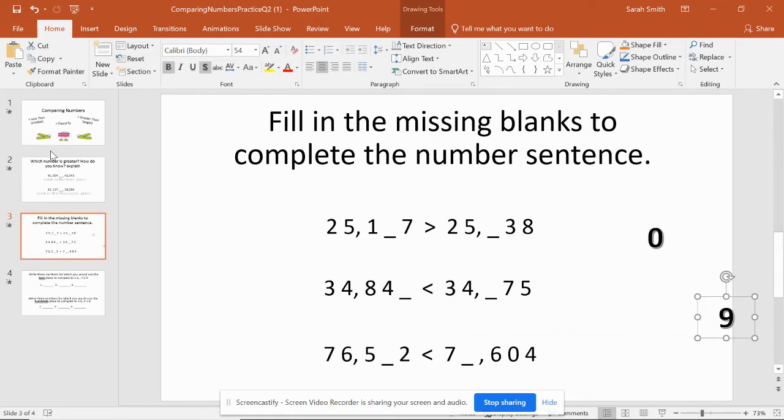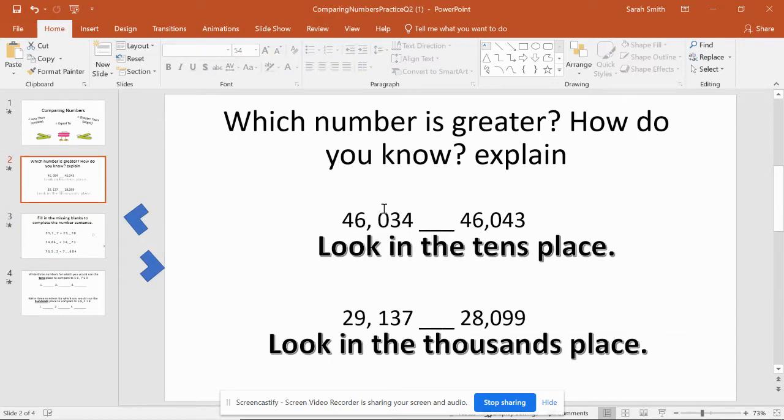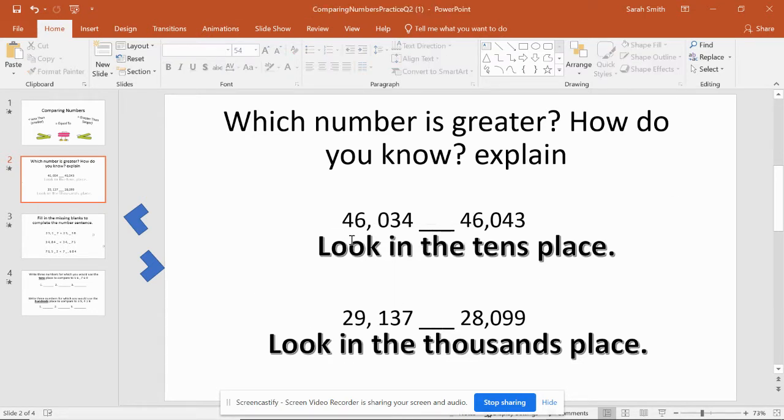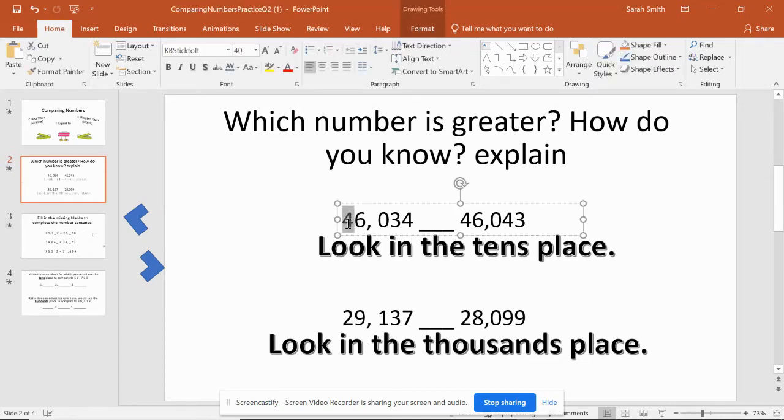Okay, so what you're going to be doing here is pretty simple. Which number is greater? How do you know? And then explain. This one is already modeled for you. When we compare numbers, we always start with the highest place, the greatest place, and in this case that is the 10,000s place. The 4 and the 4 in the 10,000s place are the same, so we cannot use those digits. So we move to the next highest place.